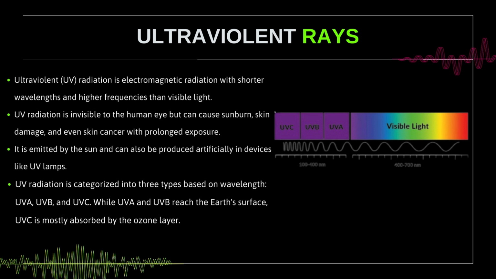UV radiation is categorized into 3 types based on wavelength: the UVA, the UVB, and the UVC. While UVA and UVB reach the Earth's surface, UVC is mostly absorbed by the ozone layer.